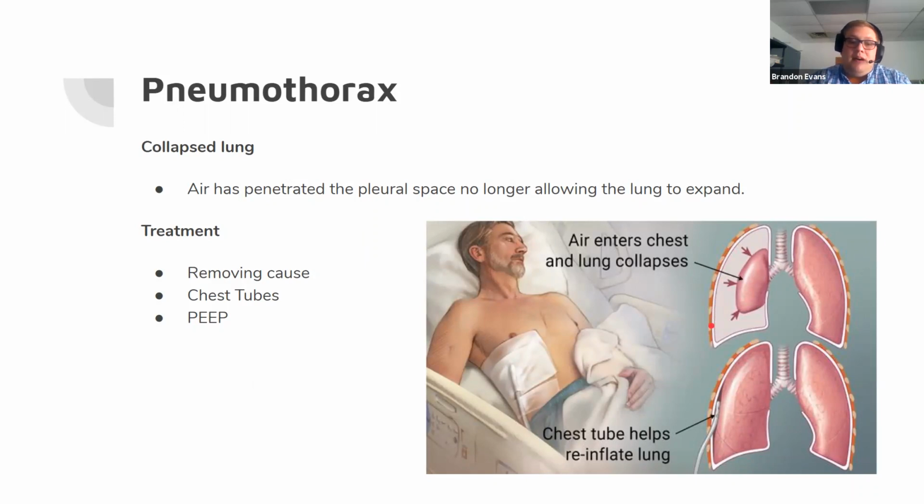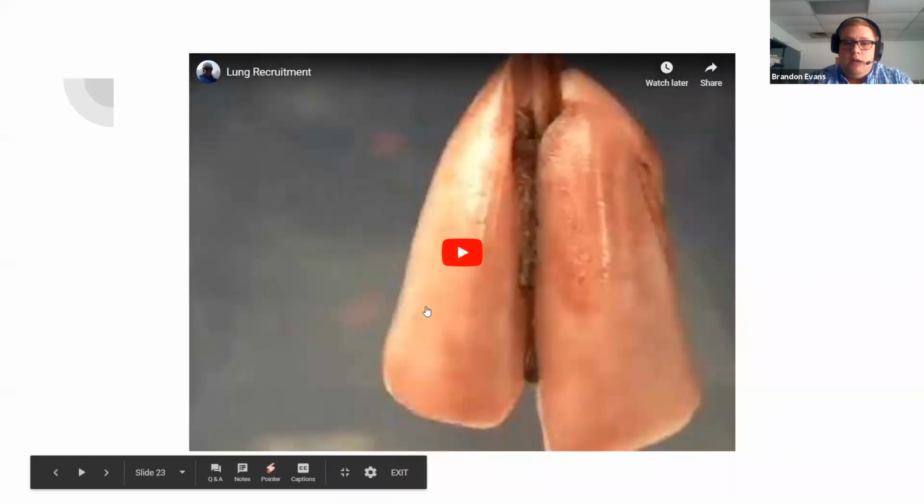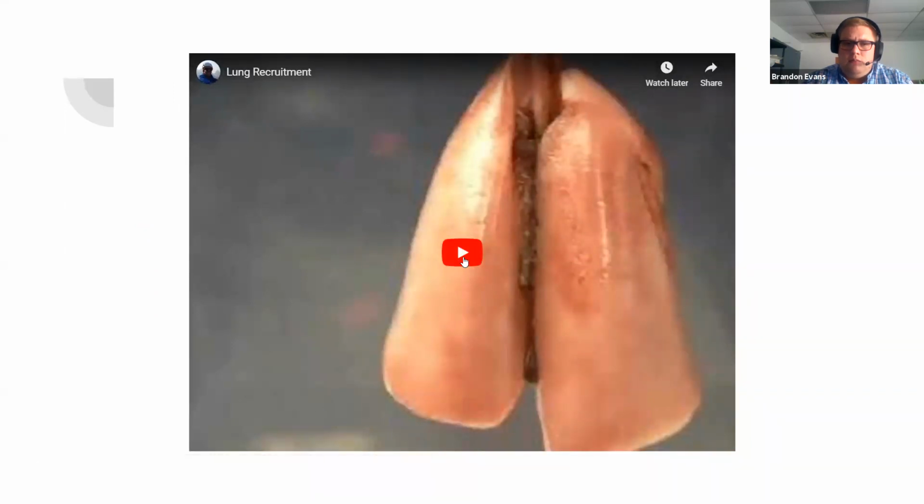PEEP is positive end expiratory pressure, and this is something that we use in invasive ventilation. In non-invasive ventilation, it will be labeled as CPAP. In invasive ventilation, it'll be labeled as PEEP, that positive end expiratory pressure. And we have a nice video here on this next slide that will show you rabbit lungs and how PEEP will affect a completely closed or uninflated lung.